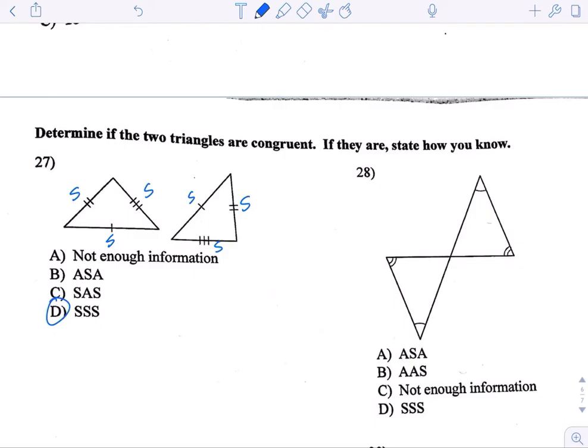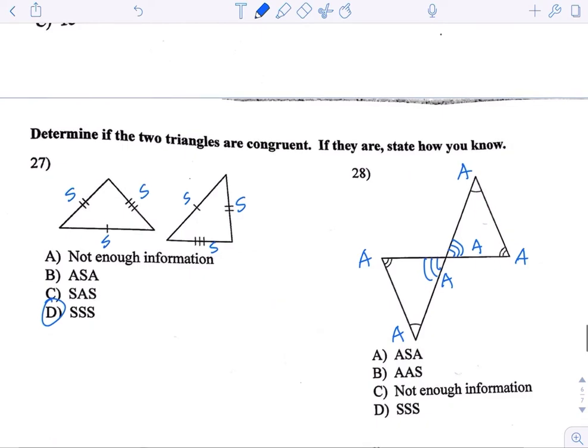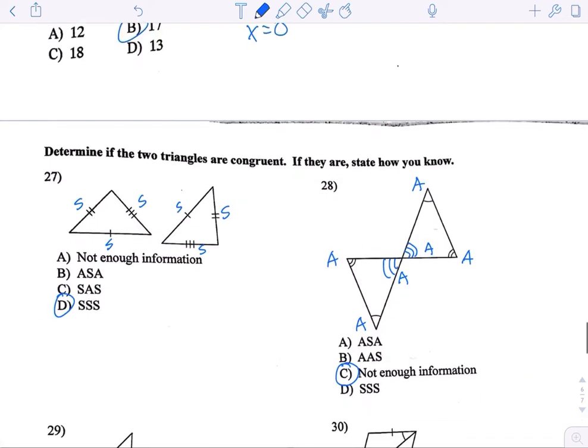28. Now, we have one pair of angles congruent to each other, and we have another pair of angles congruent to each other. Now, you do know that these angles are congruent to each other because the vertical angles are congruent. But if you guys realize, there is no such thing as angle, angle, angle congruency theorem. So this one is not enough information.